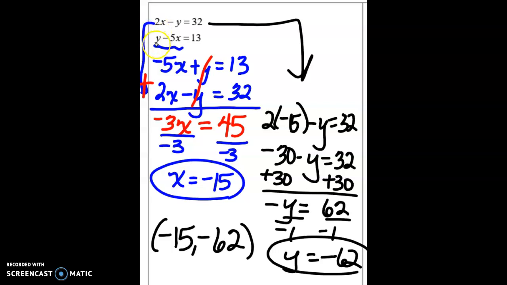Here, I get negative 62 minus 5 times negative 15. That would be negative 62 plus 75, and that would equal 13, so it does check out. Even though the numbers are big, that still works. That's perfectly fine.